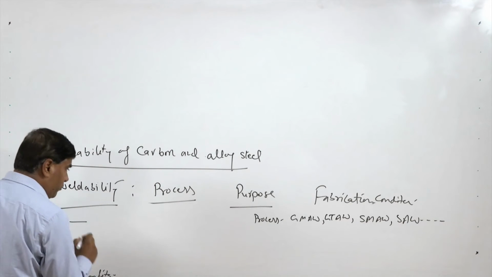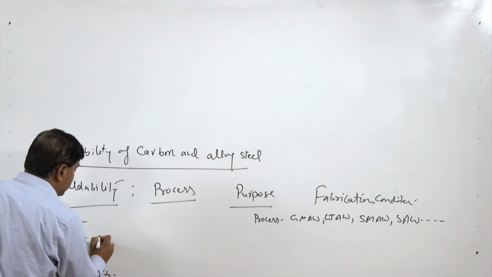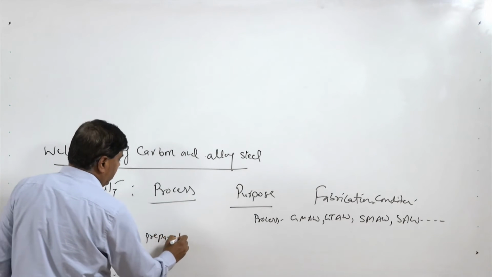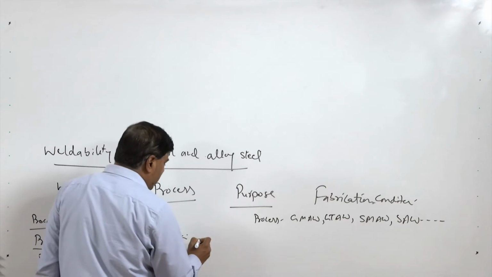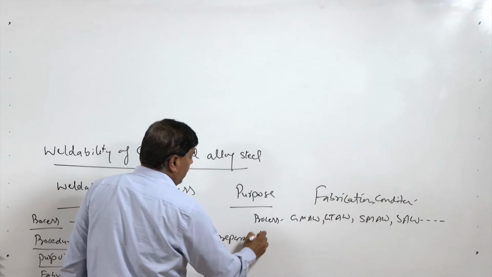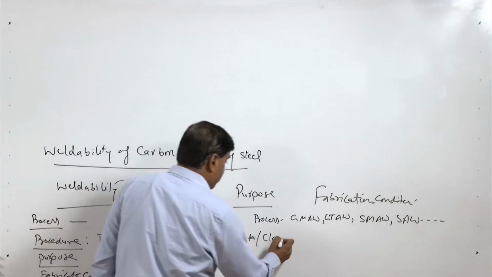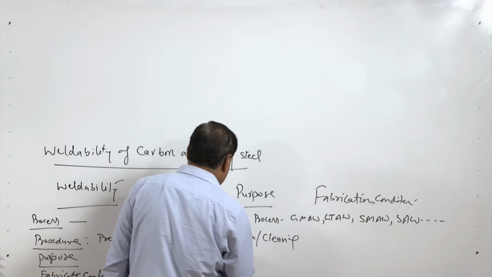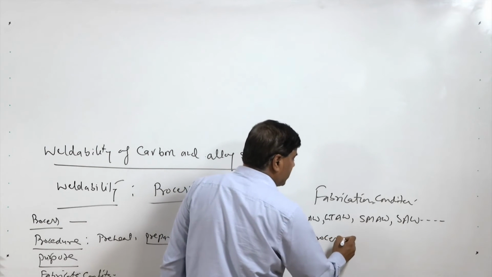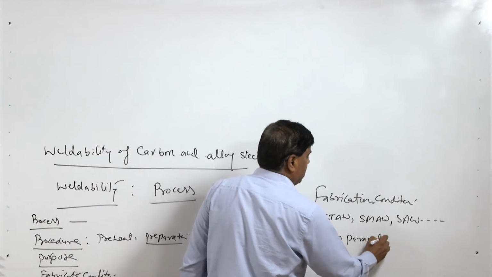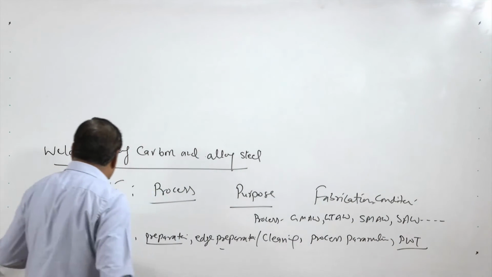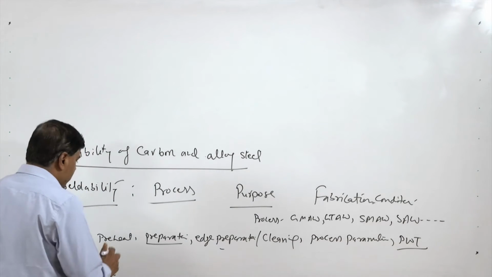Similarly, the procedure involves the kind of preheat being used, preparation of the base metal, like maybe edge preparation or cleaning of the faying surfaces, then the process parameters, welding process parameters, post weld treatments. So, these are the different steps related to the procedure, like how much preheat is being used.